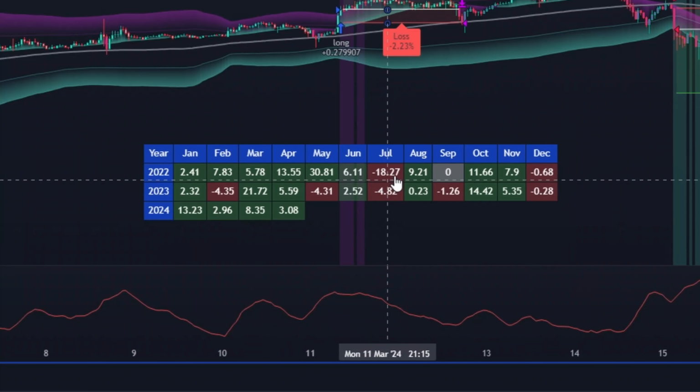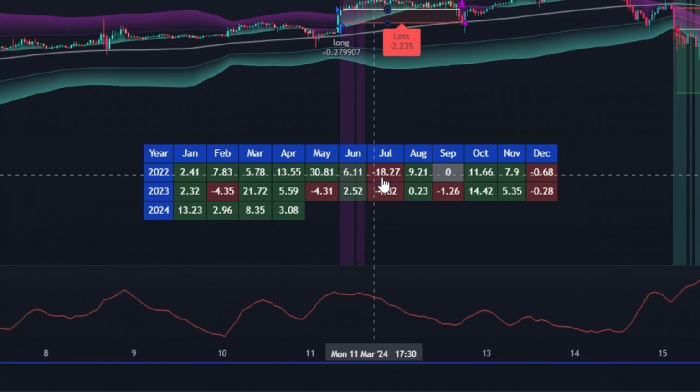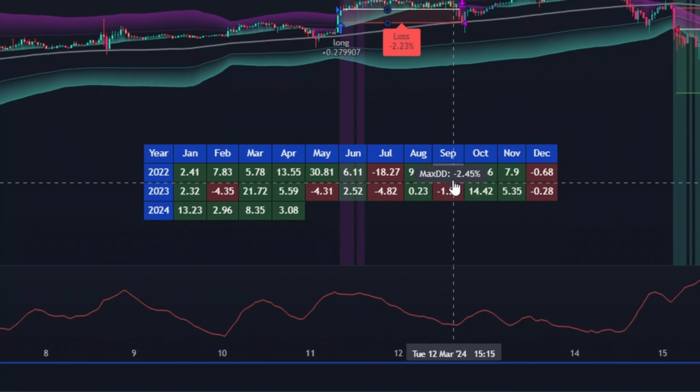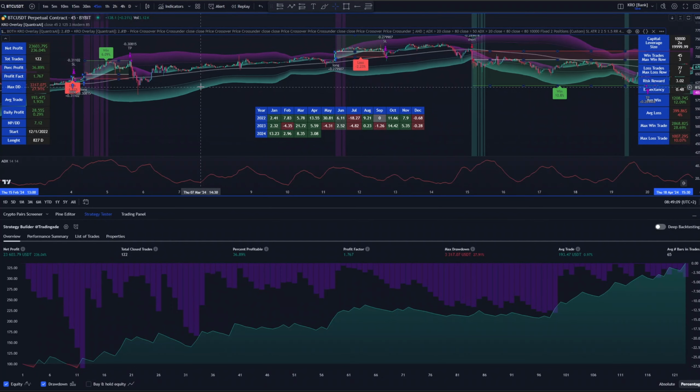We have an exception here on July 2022, minus 18%, but the rest of the losing months print absolutely low values. So considering that this is a trend following strategy, it's reasonable to have a high risk reward rather than a high win rate. And in fact, you will see on the chart mostly losing trades, but winning trades absolutely outperform losing trades.